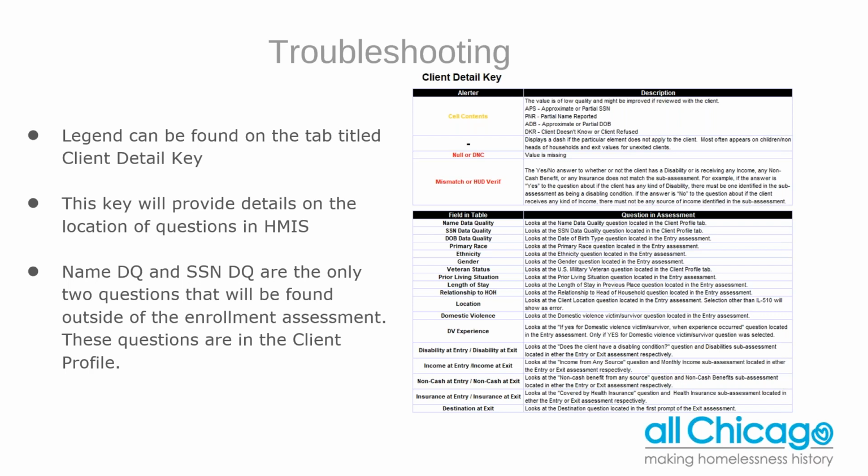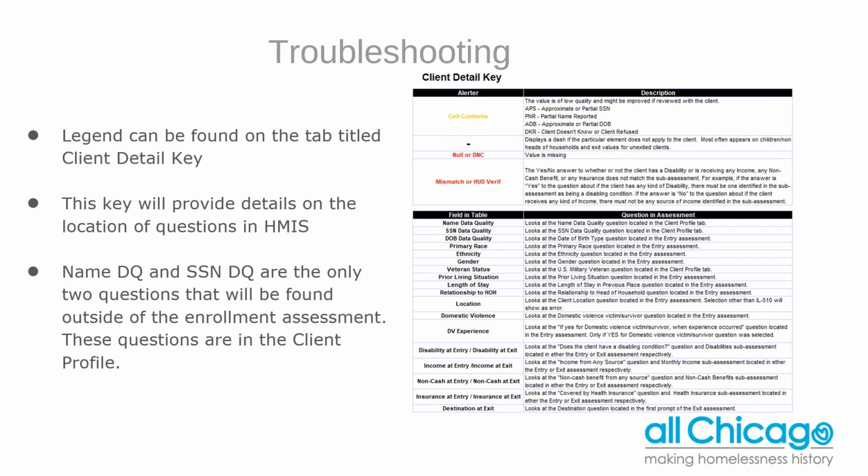Also for exit values such as destination, income at exit, disability at exit, if the client hasn't exited the project yet, that particular field will also be represented with a dash. Null and data not collected values in red will indicate missing data.